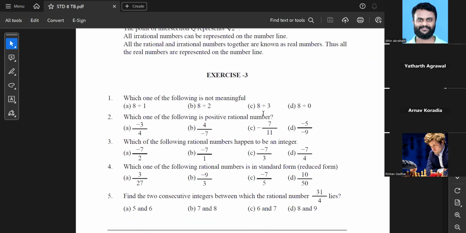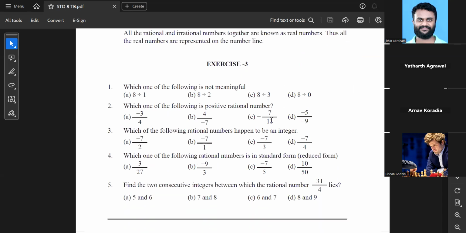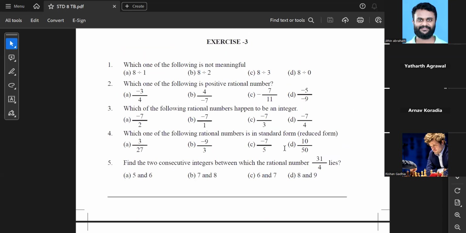Now, exercise 3. I'll solve a few examples from the exercise and then I'll proceed to the worksheet. Which one of the following is not meaningful? 8 divided by 1, 8 divided by 2, 8 divided by 3, 8 divided by 0. What do you think? Give your answer in the chat box, please.